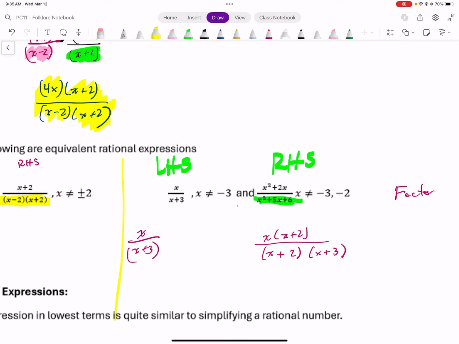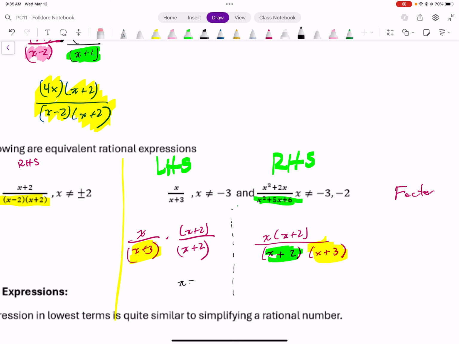Now, if you notice, on the left-hand side, I have a factor of x plus 3. Same on the right-hand side. However, on the right-hand side, I'm missing the factor of x plus 2. So I'm just going to simply multiply both top and bottom by x plus 2. So this is the left-hand side and the right-hand side. And what we see is that these two are rational expressions.